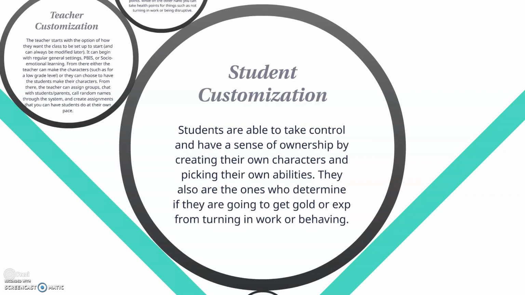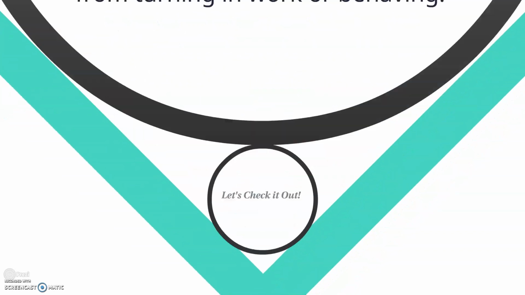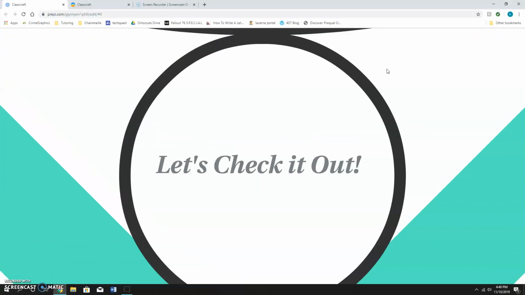As for student customization, it really helps them gain some sort of ownership over their education because it helps them take some control, because they can create their own characters and pick their own abilities. They're also the ones determining if they're getting the gold or experience by turning in the work or by behaving. And it also helps with the fact that there are groups. It can encourage them to behave better for their group, for their party, to be able to get different perks and points. So let's go check it out a little bit.